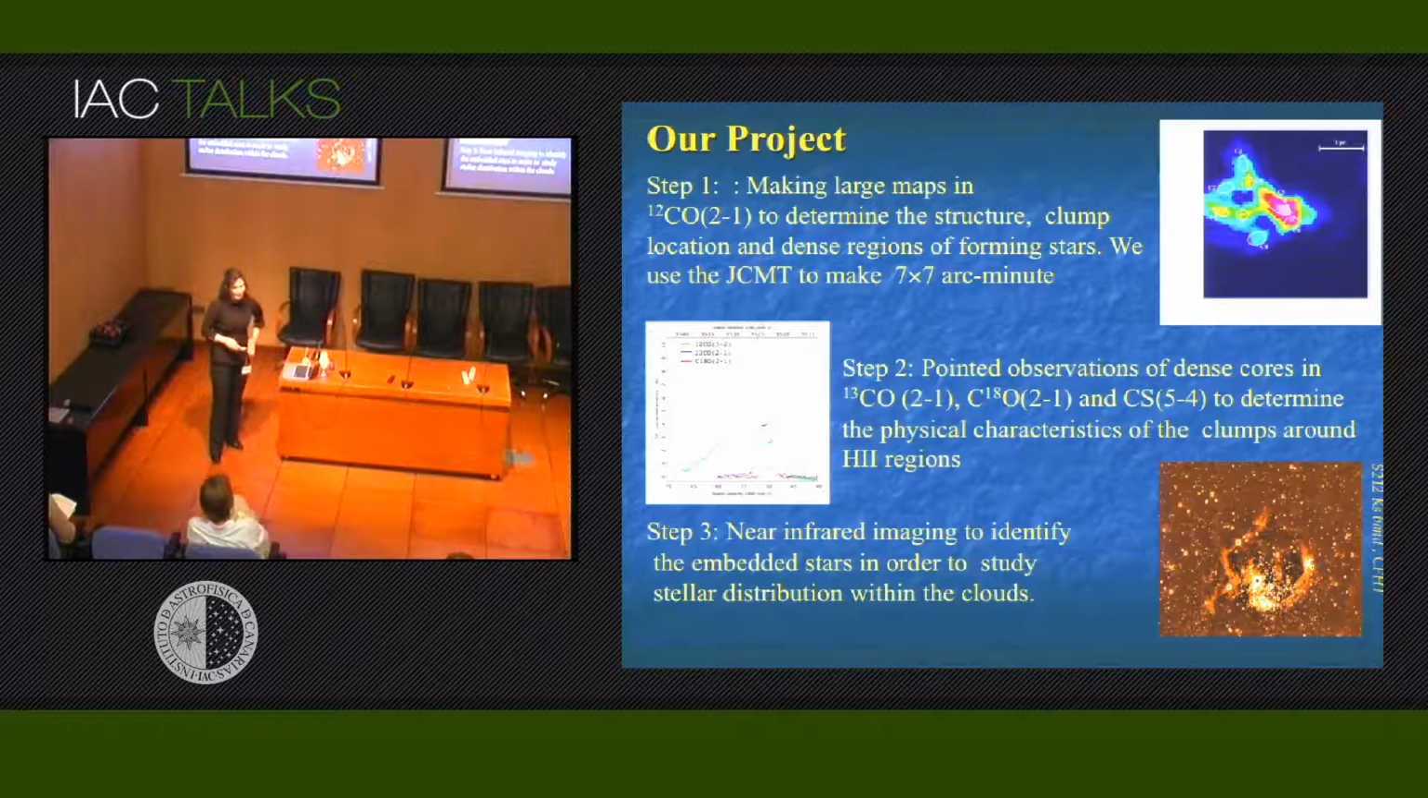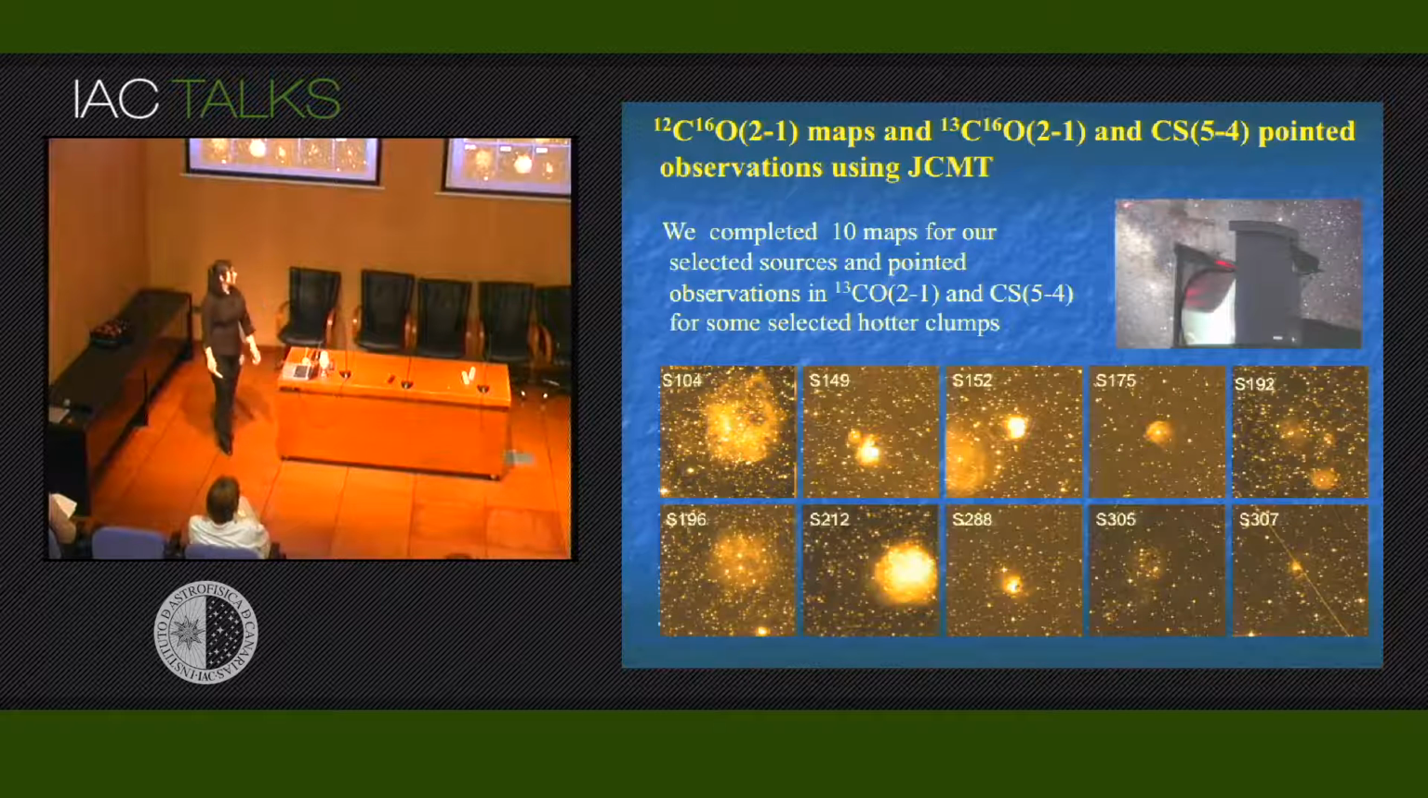So this is a family photo of the whole sample, 10 objects that we have: S104, S149, S152, S175, S192, and the rest. And you see that these H2 regions are very different in size and shape. We use JCMT, the James Clerk Maxwell Telescope in Hawaii at Mauna Kea, to make these observations. But these images are optical ones from the Digital Sky Survey. And you see that they look different in size and shape.